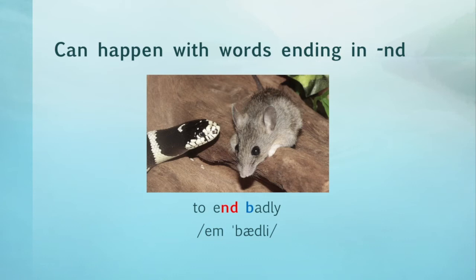There's another video about the elision of the D sound. But when D comes between two consonants, like the N and the B here, it'll just disappear. So you're left with N badly. And because the N is followed by a B sound, it will end up sounding like an M. So you'll end up hearing em badly.